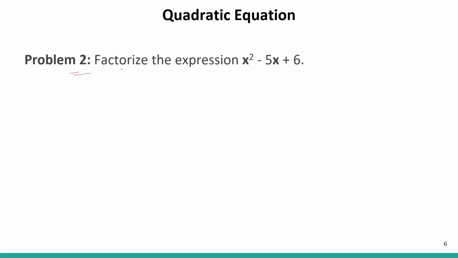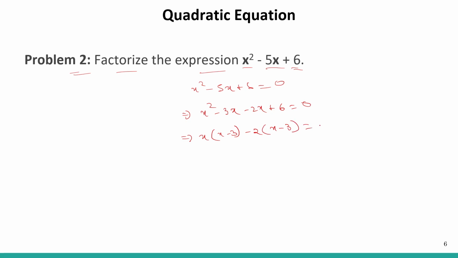Let's see problem number 2. Factorize the expression x square minus 5x plus 6. So x square minus 5x plus 6 is equal to 0. We can write x square minus 3x minus 2x plus 6 is equal to 0. This implies x into x minus 3, minus 2 into x minus 3, is equal to 0. So x minus 3 whole into x minus 2 is equal to 0, which implies x is equal to 3 or x is equal to 2. These are the only two roots. Since there are two distinct roots, d must be greater than 0. So the factorization is this.